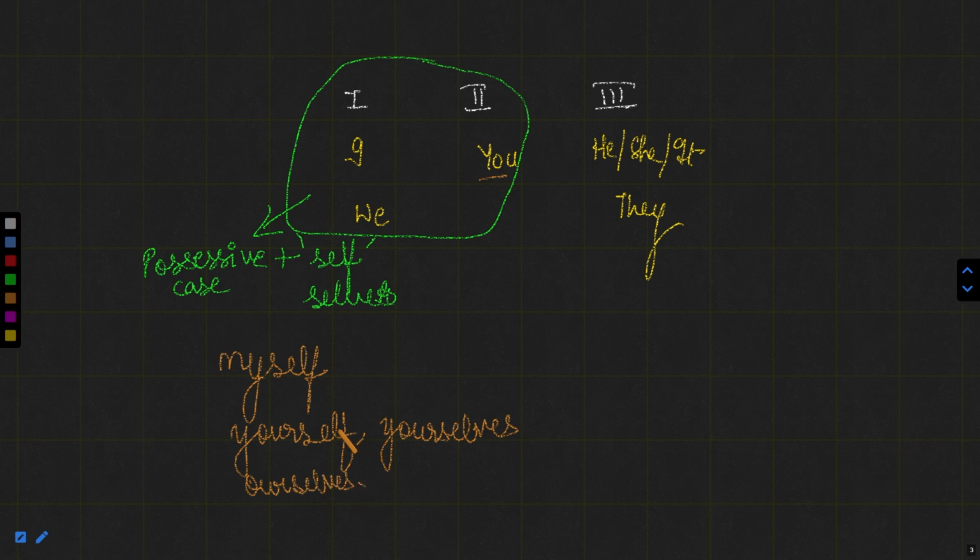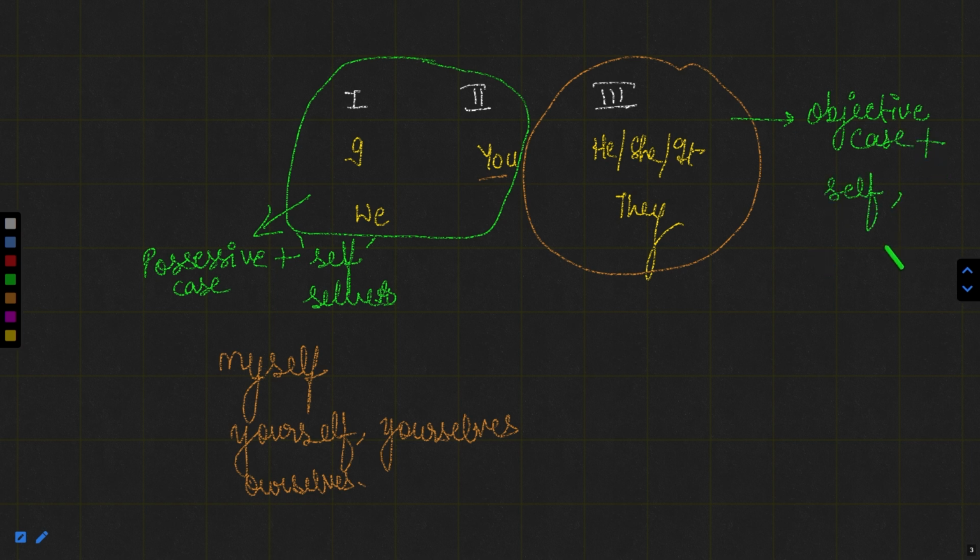So, with this, we can say that in the possessive case of the first and second person, we need to add the self or selves word. But in case of third person, we add the self or selves word to the objective case of these words. We add either self or selves according to the requirement, or you can say according to the number of people.